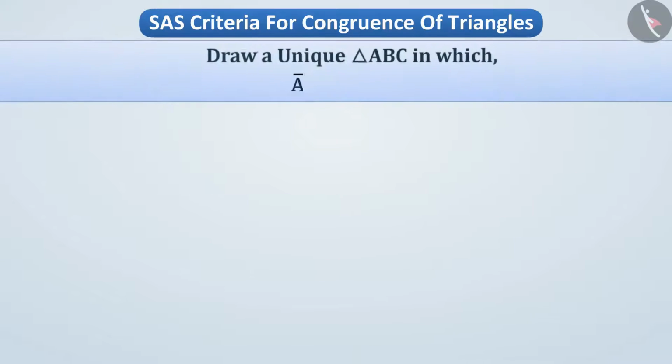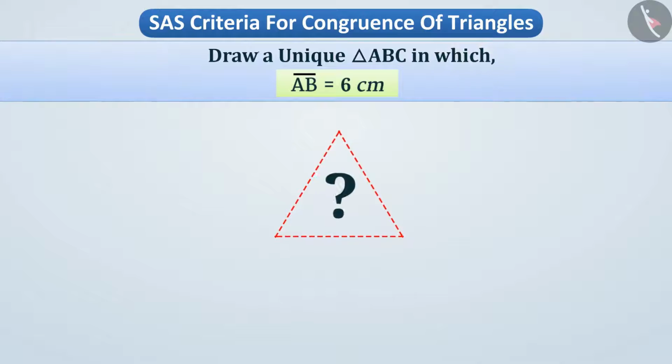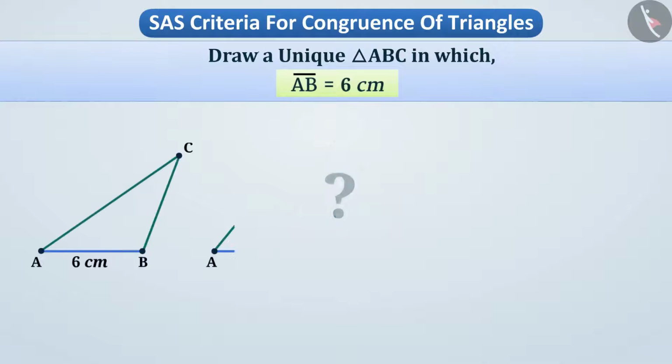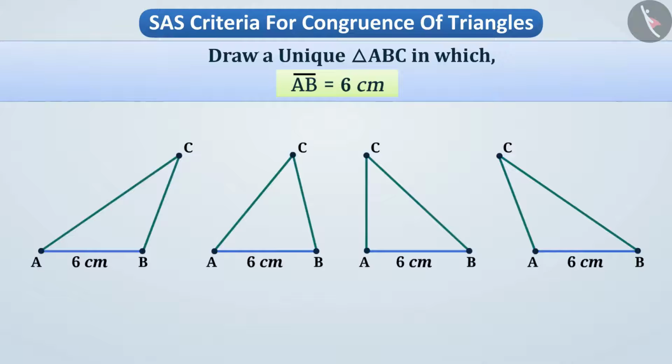Suppose we want to draw a triangle ABC. Length of AB is equal to 6 cm. By knowing the length of one side only, will you be able to draw a unique triangle ABC? Try to think. Let us tell you, we can draw different types of triangle ABC, but we cannot get a unique triangle ABC.